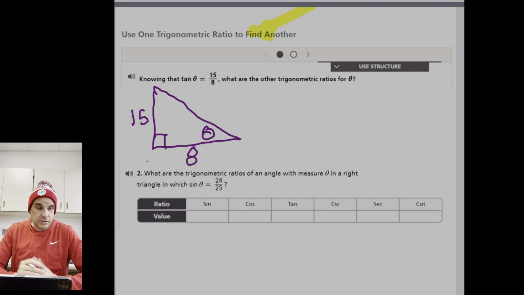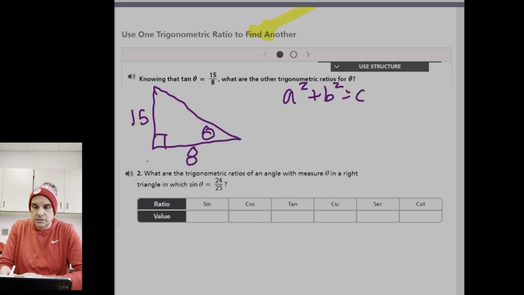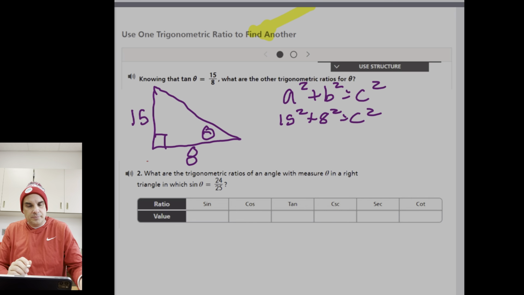So what tool do we have to find the third side of a right triangle? Well, we've got good old Pythagoras. So we've got a squared plus b squared equals c squared. A and b are the 2 legs. So that's 15 squared plus 8 squared has to equal c squared.